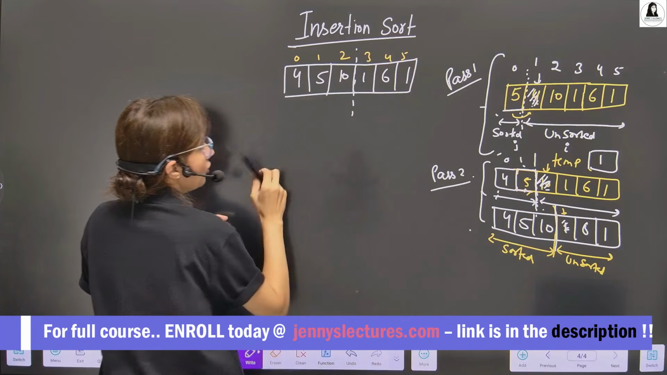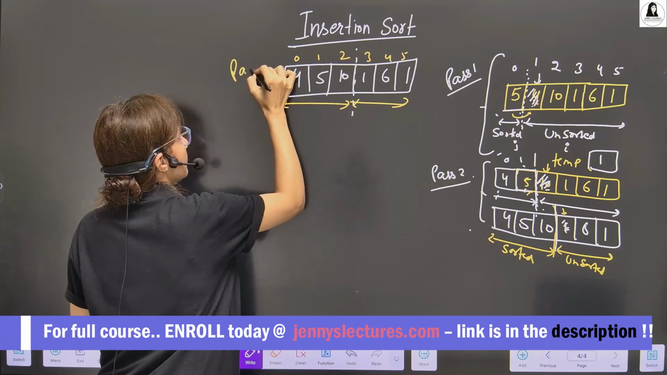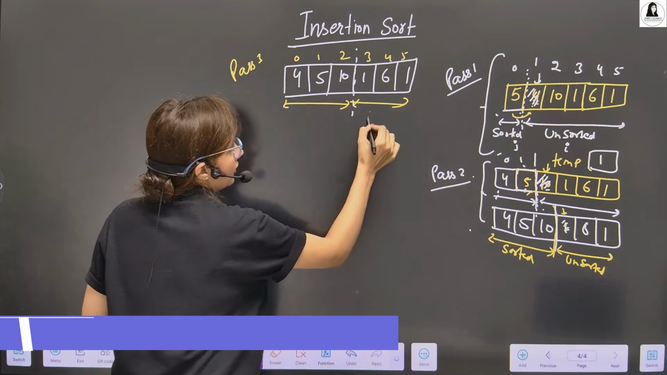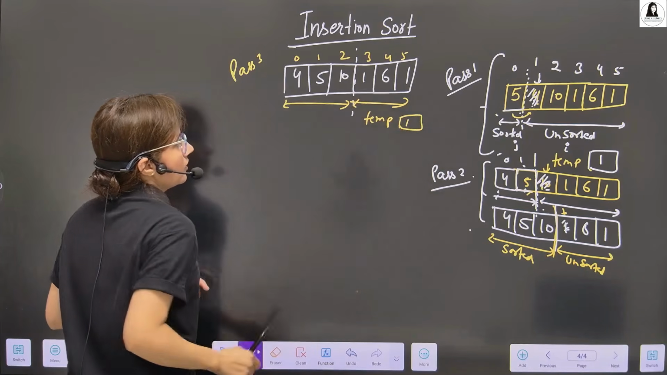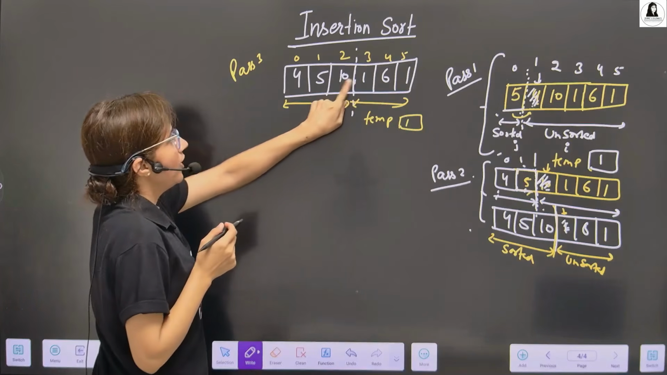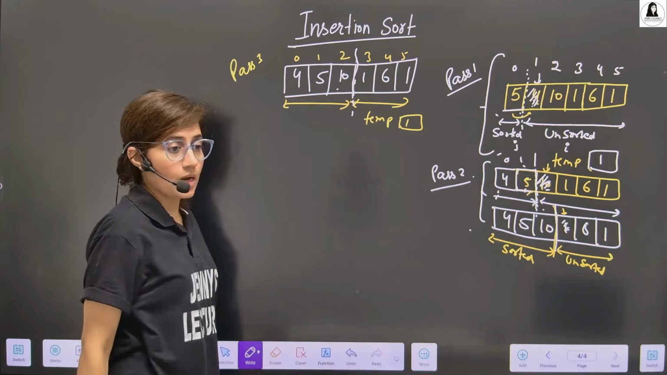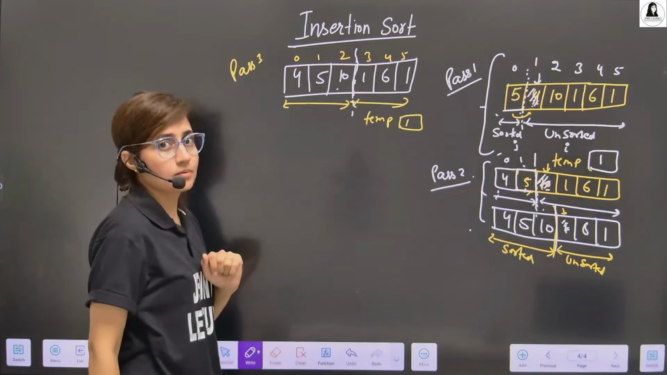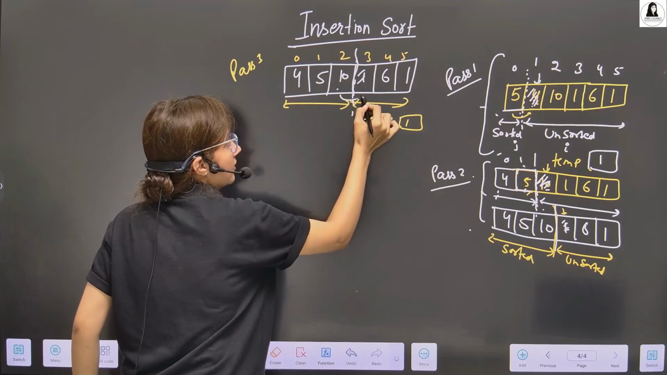Now after pass 2, this is sorted and this one is unsorted. This is my pass 3. In pass 3, I'll take temp. In temp, I have 1. I have 1 now. Compare 1 with this first 10. 10 is greater than 1. Then we need to shift. Now shift this 10 here.